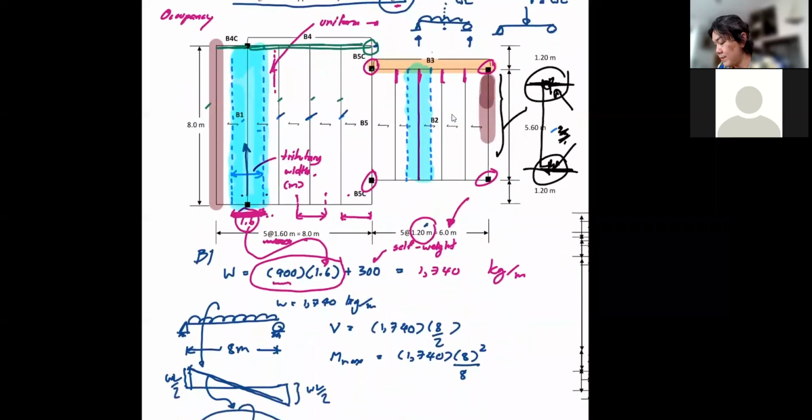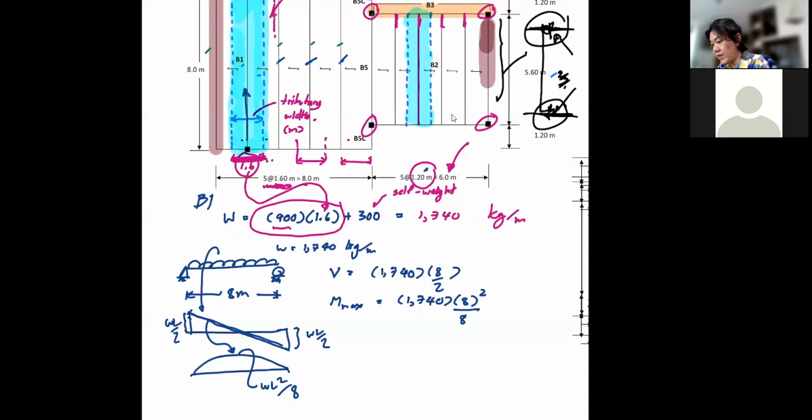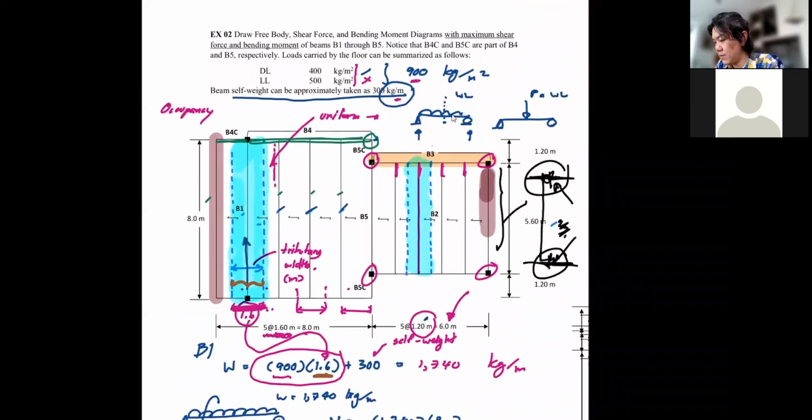So with B1, you now have this tributary width of 1.6 meters. That's your tributary width coming from this width, from the last time. And your total load is 900 coming from the information given to you here.